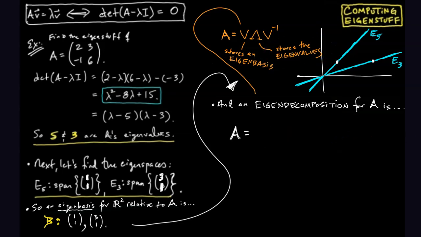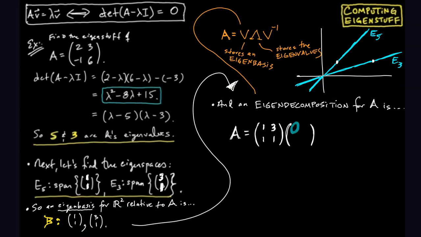But we already have all of that stuff, so we should be able to write down our eigendecomposition for A very easily. Matrix V is going to be the matrix whose columns are (1, 1) and (3, 1), the elements of our eigenbasis. If we had used different basis vectors for our eigenbasis, then of course we would have different columns here. Then comes matrix capital lambda. That, of course, is our diagonal matrix, the heart of any eigendecomposition, and its entries on the main diagonal are the eigenvalues corresponding to the respective eigenvectors.